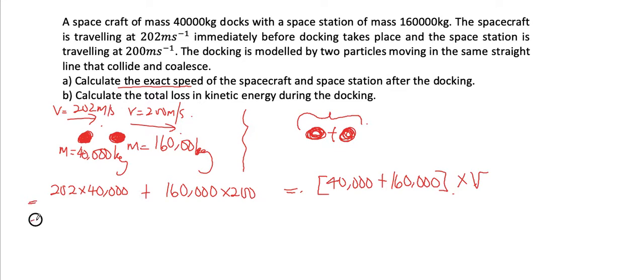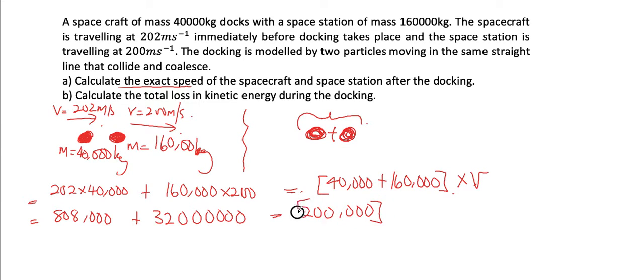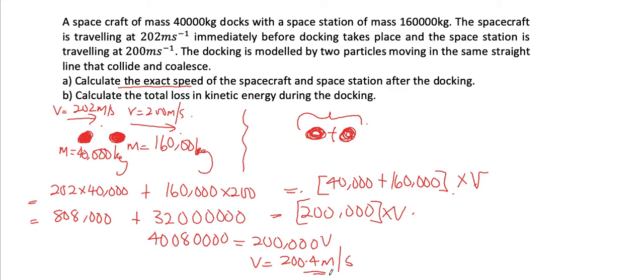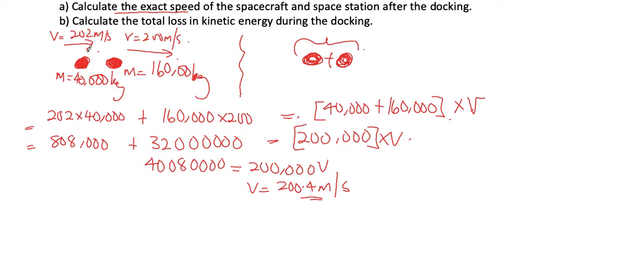Over here, what we have is 8,080,000 plus 32,000,000, and this gives us 200,000 times V. So from here we have 40,080,000 equals 200,000 V, so V equals 200.4 meters per second.